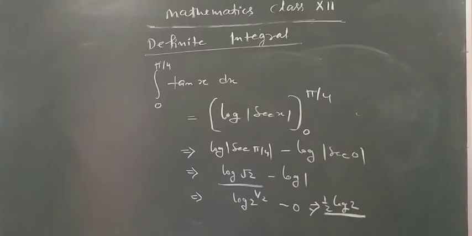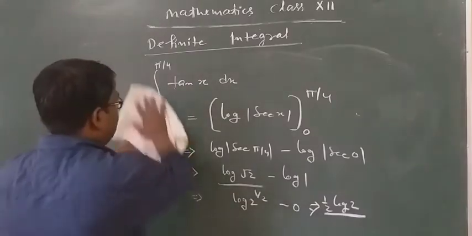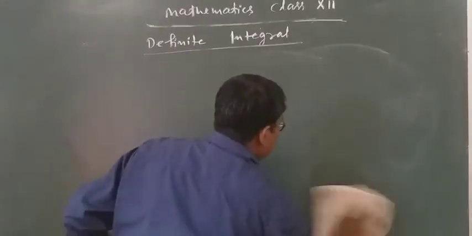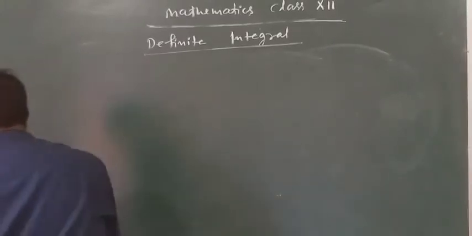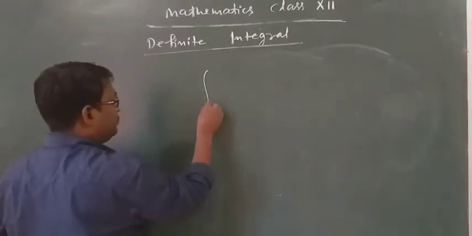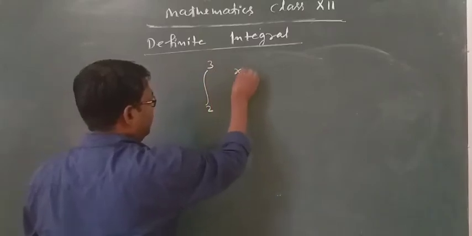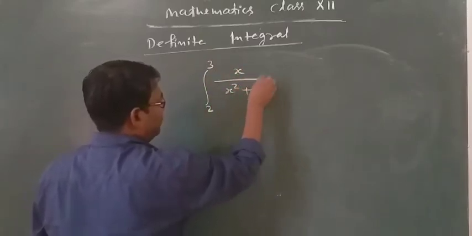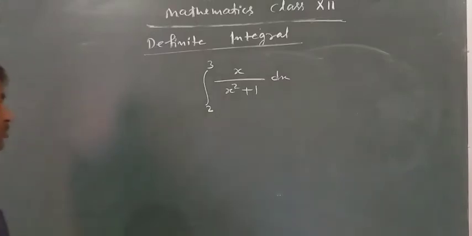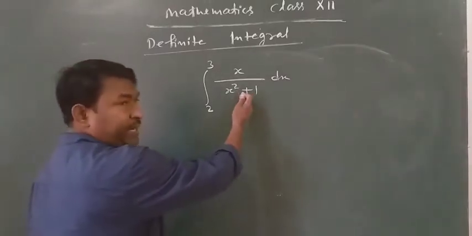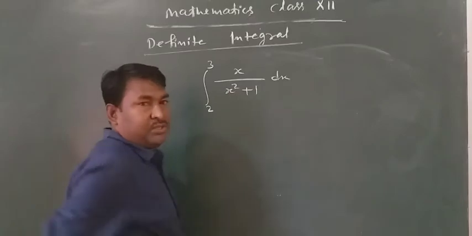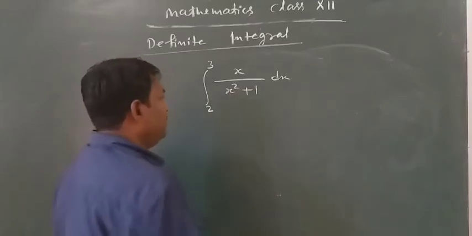Now another question: integral from 2 to 3 of x upon x square plus 1. Now how will you do it? First you have to find the integration of this one, either by the substitution method or by the simple method.